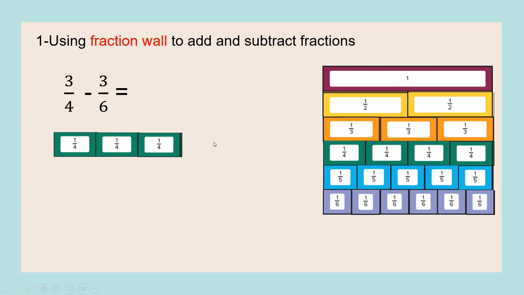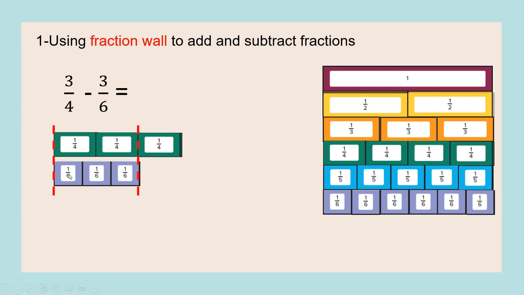Well, let's put 3 sixths under this 1 over 4 and 1 over 4 and 1 over 4, and let's see how we can remove an equivalent to this fraction. Let's see here. I will put 1 over 6 and 1 over 6 and 1 over 6. I want to make a line here to know, yes, this is the start, and where's the end? Okay, this is the end.